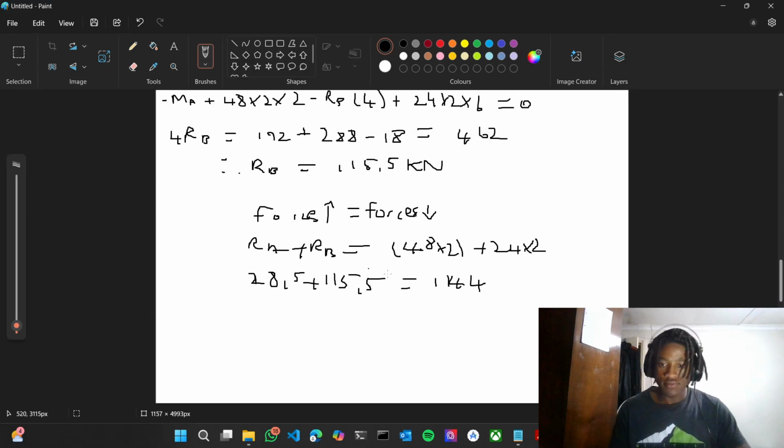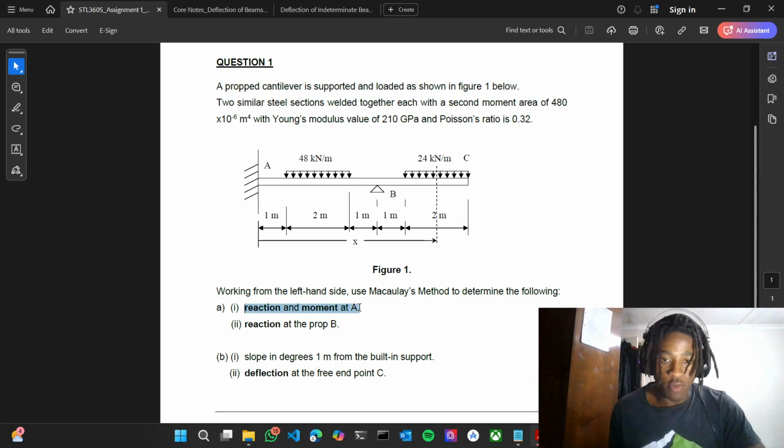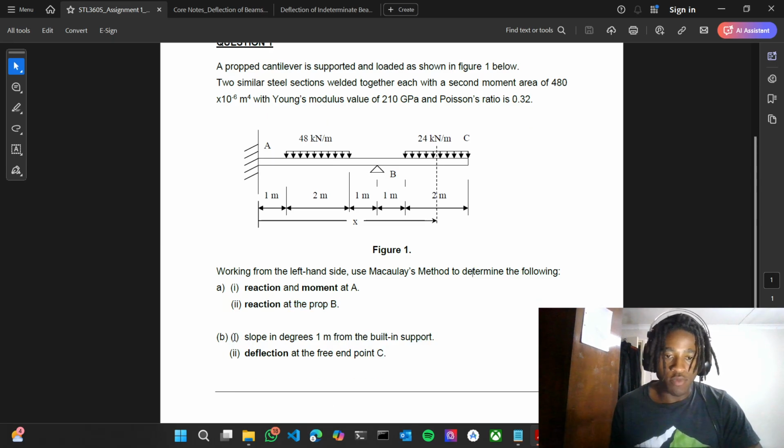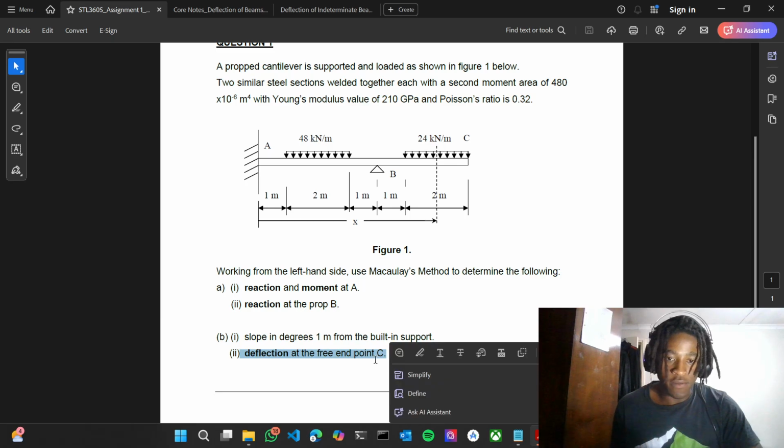Now, doing that, we will have answered the first two questions here, the reaction and moment at A, and the reaction at the prop B. Now, go on to B. We need to solve the slope in degrees, 1 meter from the support, and the deflection at the free end point C.